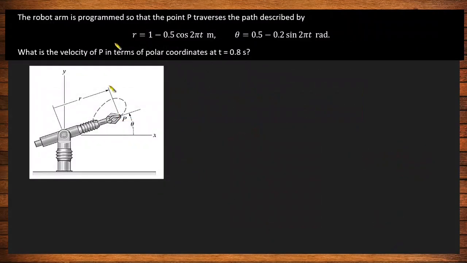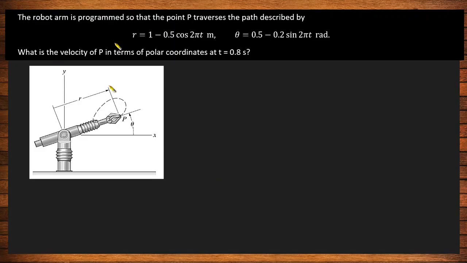Okay, so for our next example here, the robot arm is programmed so that the point P traverses the path described by r equal to 1 minus 0.5 cosine of 2 pi t meters, and then theta equal to 0.5 minus 0.2 sine 2 pi t radians. So yung tanong, what is the velocity of P in terms of polar coordinates at t equal to 0.8 seconds?